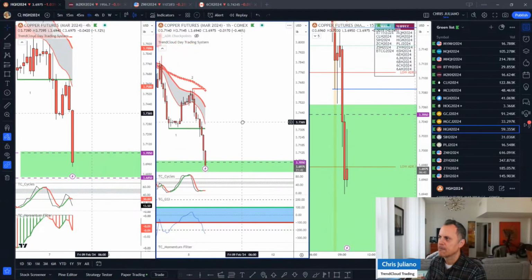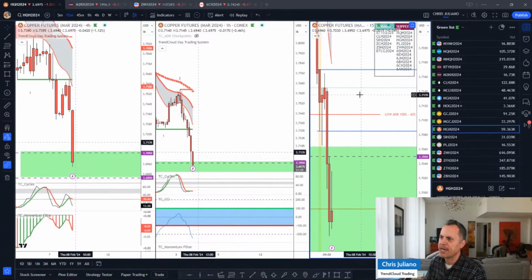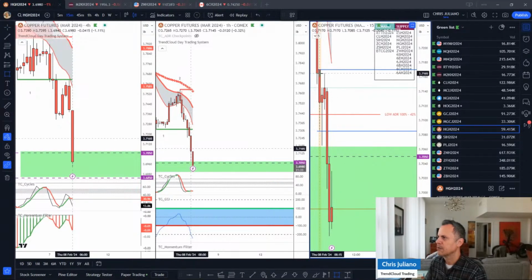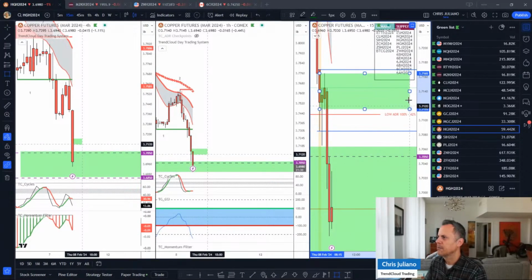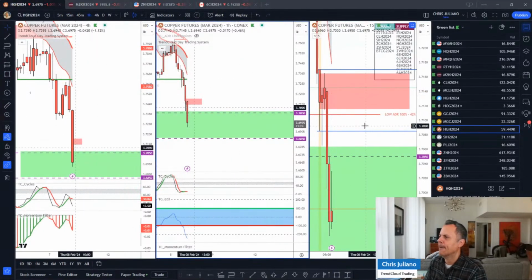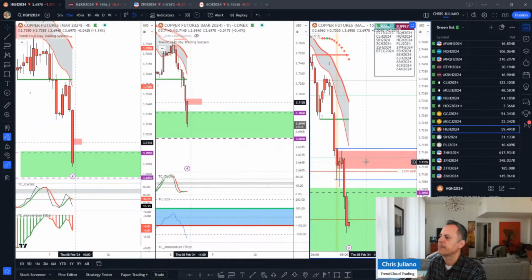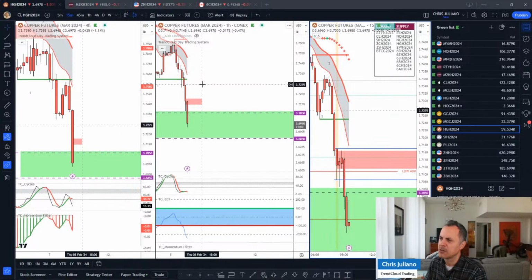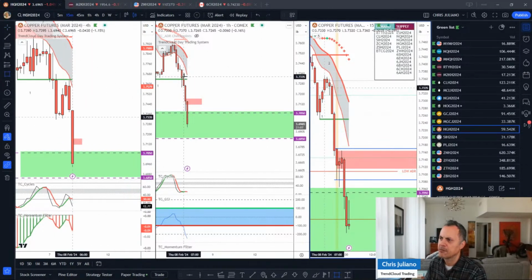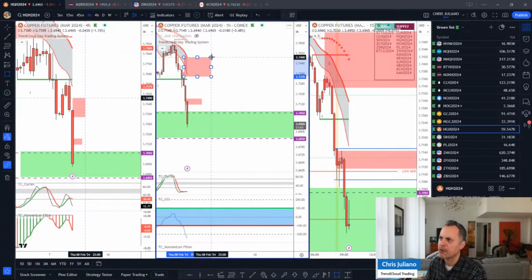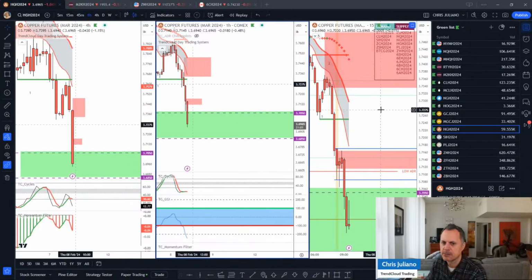And there is no setup here until we pull all the way back to at least this 15-minute demand zone. Right in here. Right there. Okay. And if that doesn't work, maybe it wants to pull back to here. This demand zone right here on the 15-minute chart is also the bottom part of the trend cloud on the 1 hour. Okay, that's the thought process.